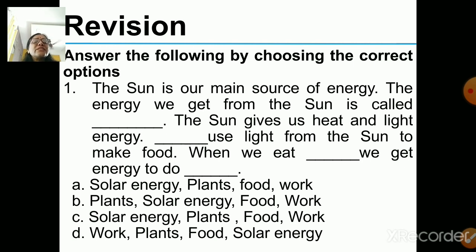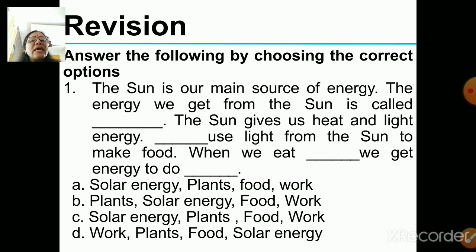Right, children? Next one, the sun gives us heat and light energy. Dash use light from the sun to make food. Who makes food by using the light from the sun? Yes, plants. Okay, let us see further. When we eat dash, we get energy to do dash. What do we eat? We eat food. Yes. So when we eat food, we get energy to do what? To do work. So we should see for the option which is solar energy, then plants, then food and work.